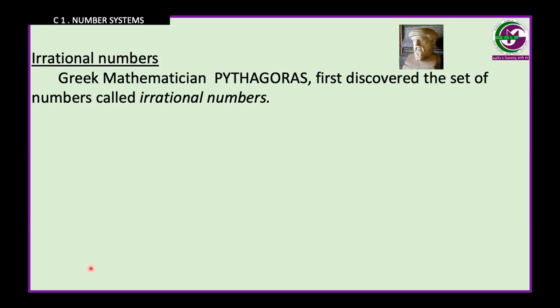Now, let us go through a few details about the historical part of irrational numbers. It was Pythagoras. You can see the picture here of Pythagoras. Pythagoras is the first mathematician from Greece who discovered that there are numbers other than rational numbers in the world.